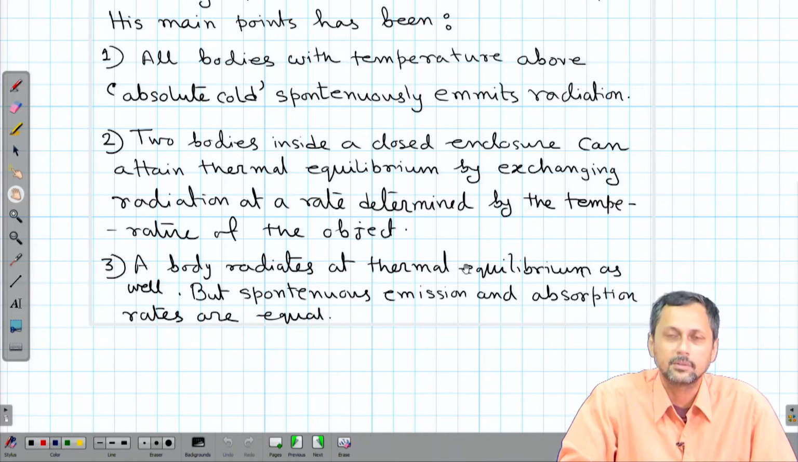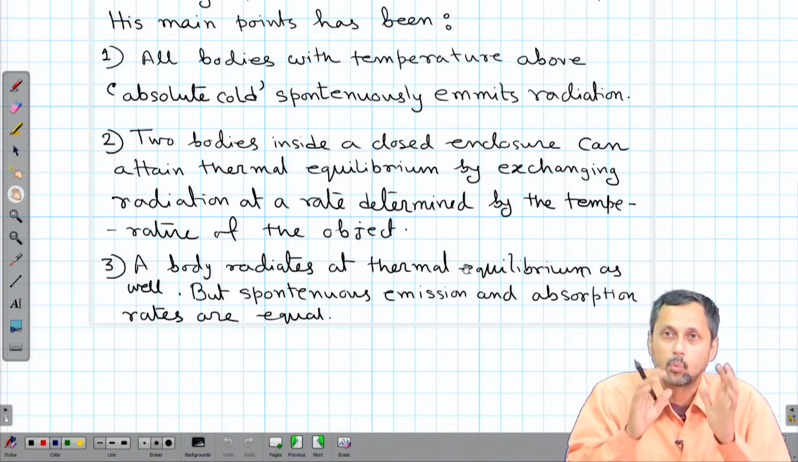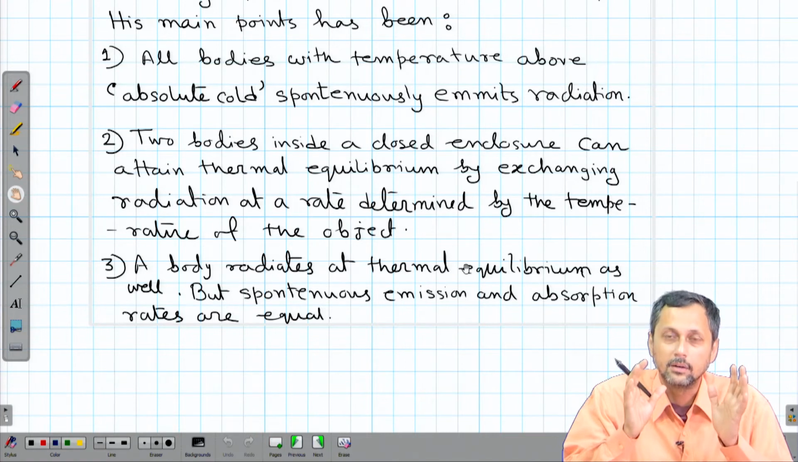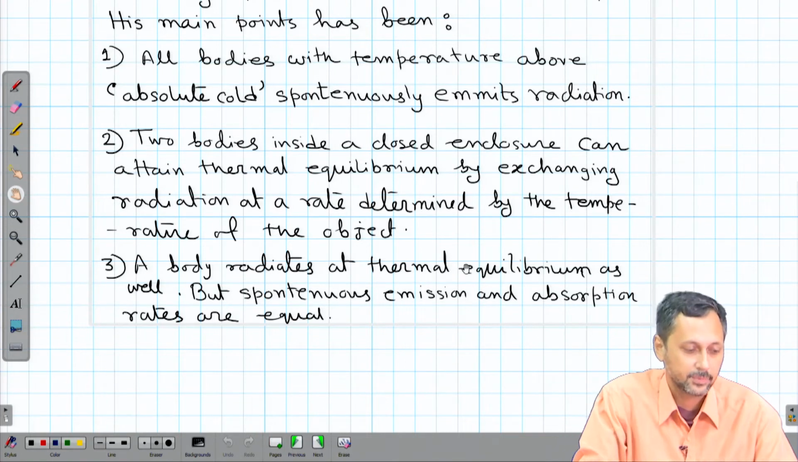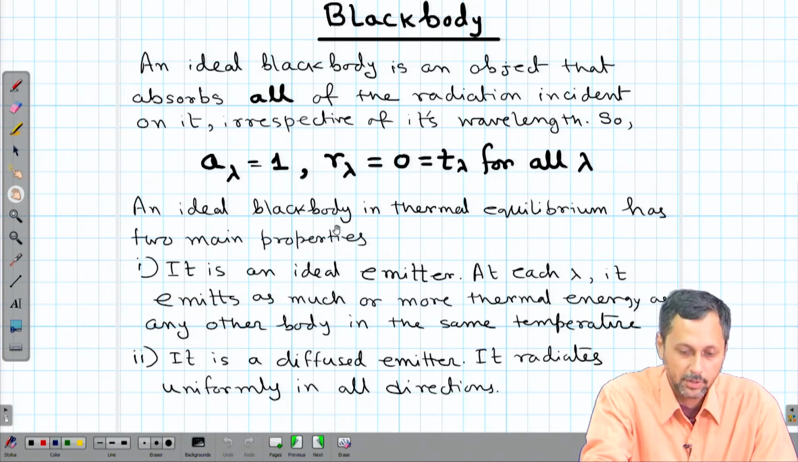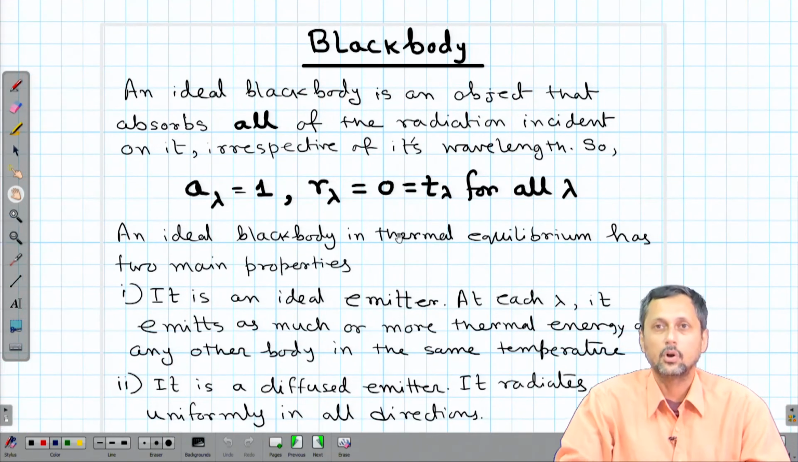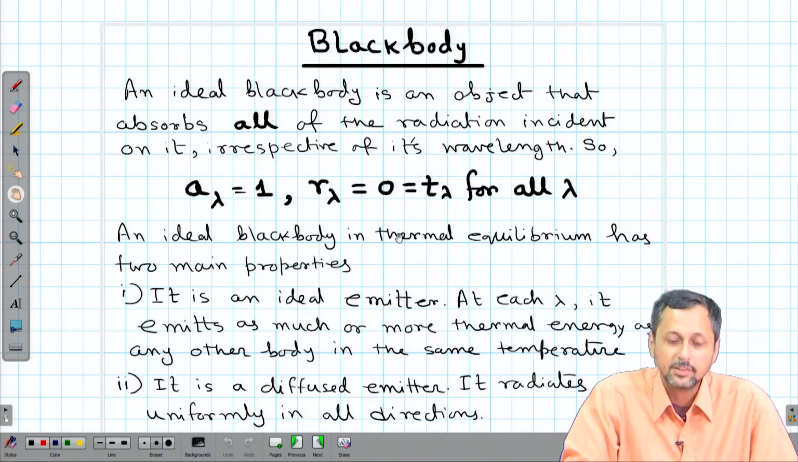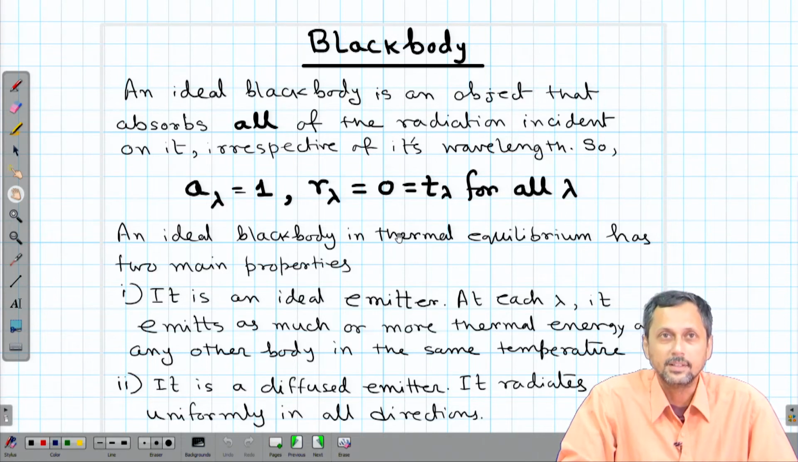These are the three very famous statements he made, and this actually revolutionized the field of radiation. Prior to that, people used to think of radiation in a very qualitative manner, but after he came up with this statement, there have been numerous efforts to quantify the concept of radiation. Okay. So let us go into another very important concept, which is called the black body. Now, what is a black body? An ideal black body is an object that absorbs all the incident energy on it irrespective of its wavelength.